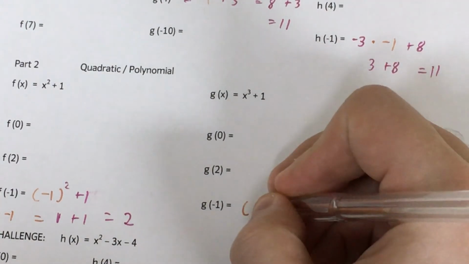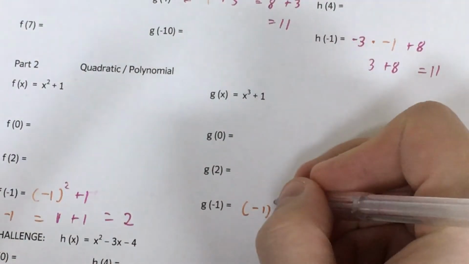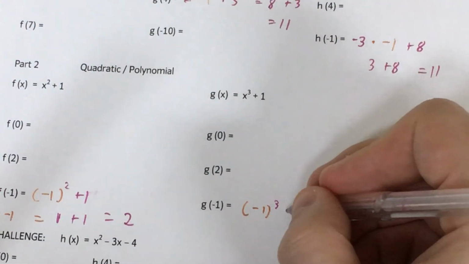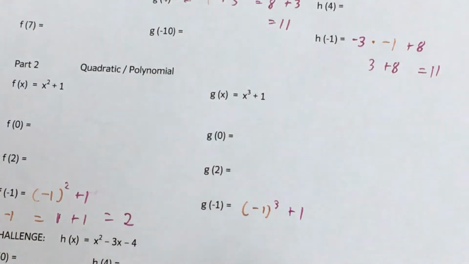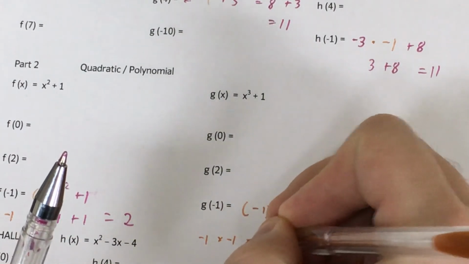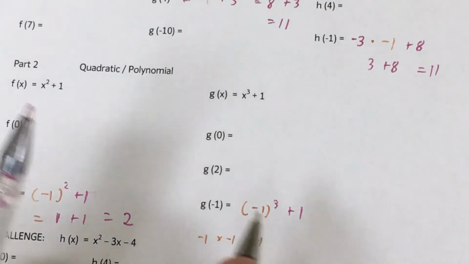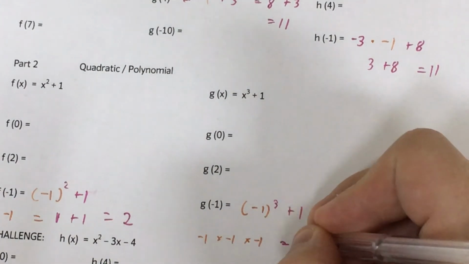Like I said, I need to start by writing negative 1 in parentheses and putting that exponent of 3 right above it, tacking the plus 1 onto the end. And now that I know that I'm multiplying this number by itself 3 times, negative 1 times negative 1 times negative 1, I can start by multiplying my numbers. 1 times 1 times 1 is just 1.